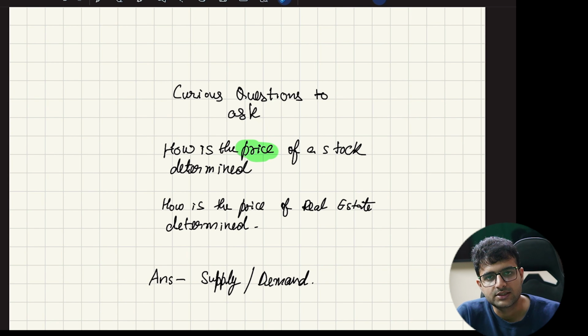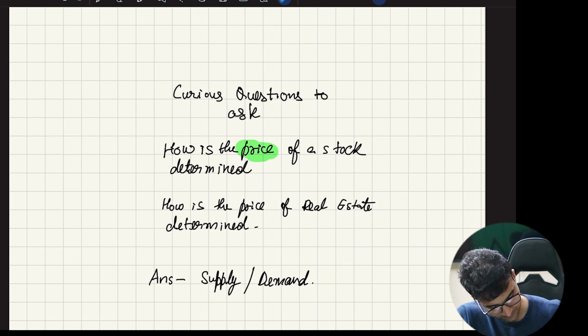Curious questions to ask at this point. If you've ever looked at the Zerodha application, one question you might ask is, how is the price of a stock determined? Does Zerodha say that, yes, Tata stock is worth 100 rupees? Does Tata itself price their stock at a certain point? Or is there something else that decides the price of a stock that's so volatile in nature? If you've ever looked at trading graphs, they go up and down really quickly.